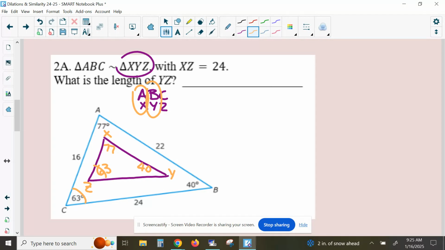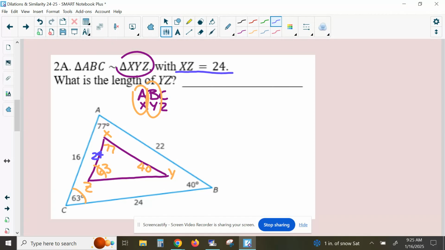Okay, so let's go ahead and finish what we have here. We've drawn our pictures, and it says XZ equals 24. So that means we need to look in our picture and find where segment XZ is. XZ, where's that at? That's on our new triangle coming down the side. So the length of this is 24. That's 24 because it tells us right up at the top here. That's given. Yep, given.